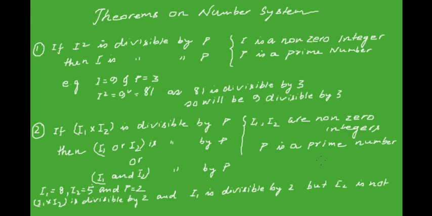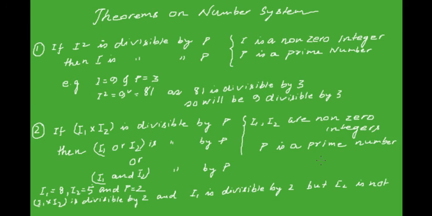There are a few theorems on number system. If I square is divisible by p, then I is divisible by p, where I is a non-zero integer, p is a prime number. Some example, like if I is equal to 9 and p equal to 3, then I square means 81. If 81 is divisible by 3, then will 9 be divisible by 3? And it happens.